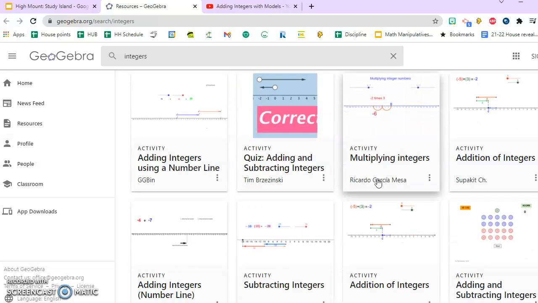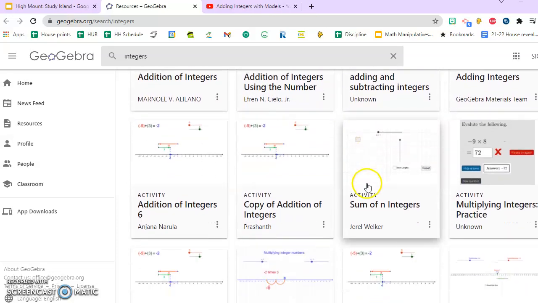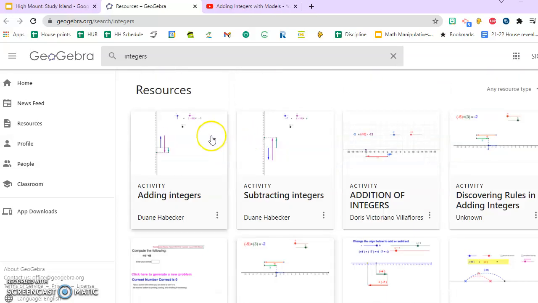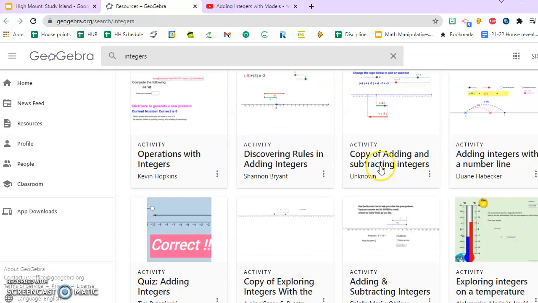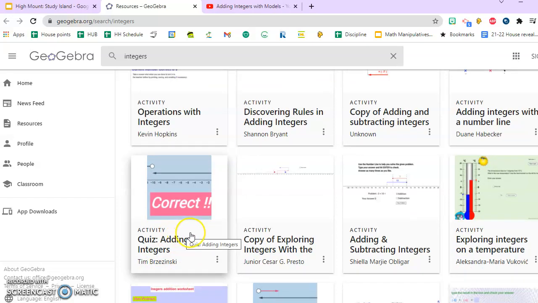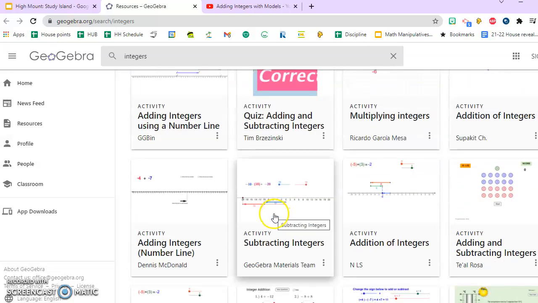Honestly, the further you get down on GeoGebra though, the weirder it gets. So I would stick towards the top of the list of integers here. There are vertical number lines and horizontal number lines. They even have little quiz types of things to see how you're doing. So these are good interactive things if you're looking for another resource to have your students play around with.